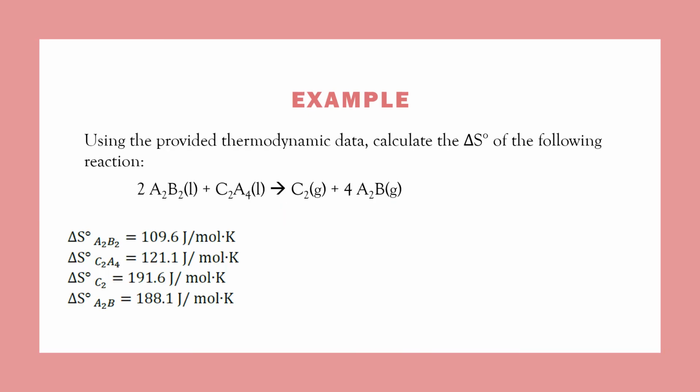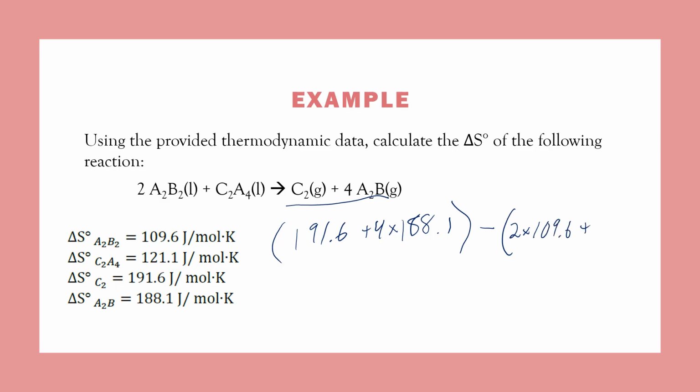Just one more example. This is a fake reaction with fake products and reactants, but calculate the delta S for the following. Again, you're going to do products minus reactants. We have 1 C2, which is 191.6, plus 4 times the A2B, which is 188.1, minus the reactants: 2 times the value for A2B2, plus the value of just one C2A4, which is 121.1. And when you perform that calculation, you get that delta S is 603.7, and it's, of course, joules per mole Kelvin.